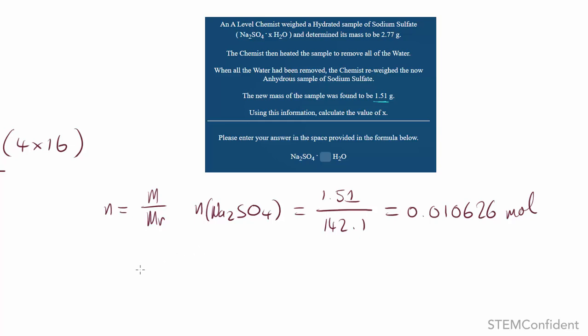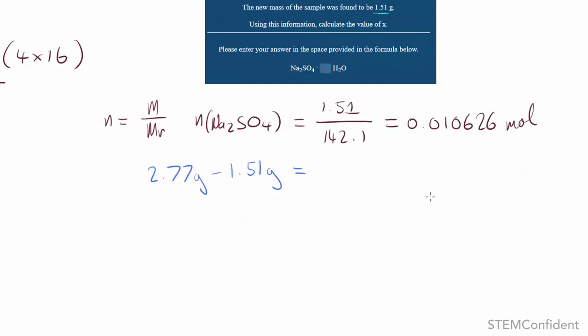So if we do that, 2.77 grams minus 1.51 grams, right? That's going to give you the value of the H2O mass, which in this case is effectively 1.26 grams, okay? And so if we're going to say the number of moles of H2O, that's going to be equal to 1.26 divided by the molar mass of H2O.